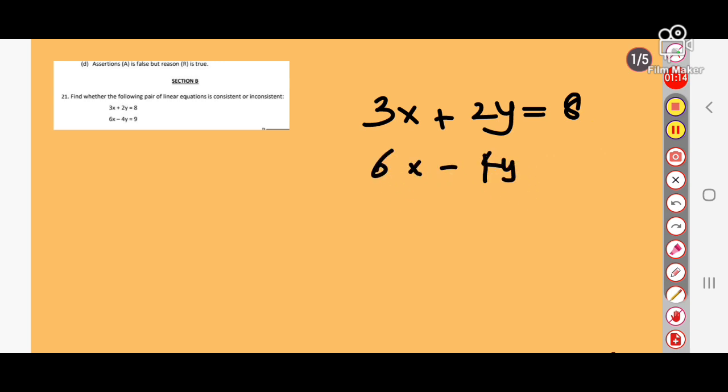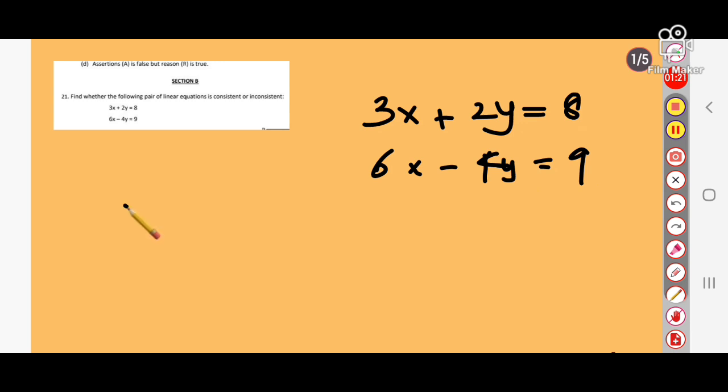So we will see the questions one by one. Find whether the following pair of linear equations is consistent or inconsistent. This is the first question given in the sample question paper released by CBSE for the upcoming 2024 board exam. So the given equations are 3x plus 2y equal to 8, then 6x minus 4y equal to 9. They are asking us whether this pair of equations is consistent or inconsistent.